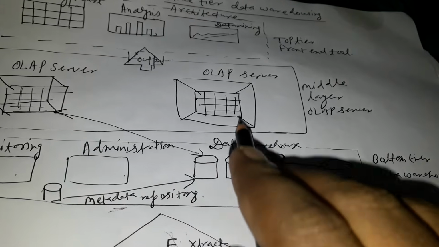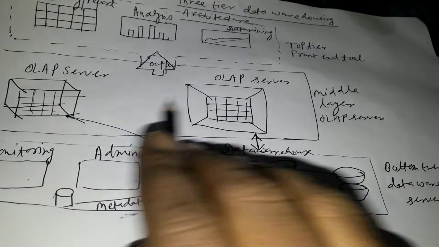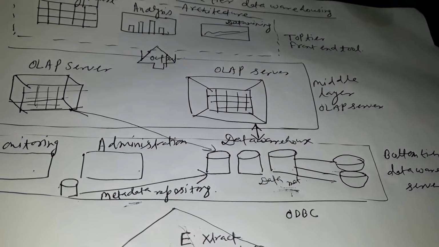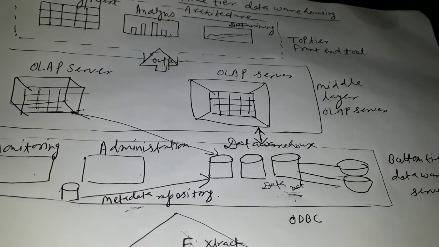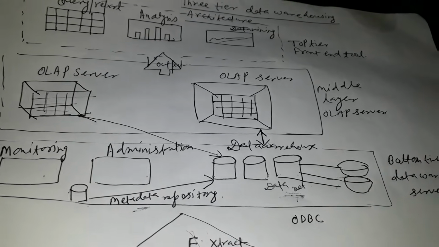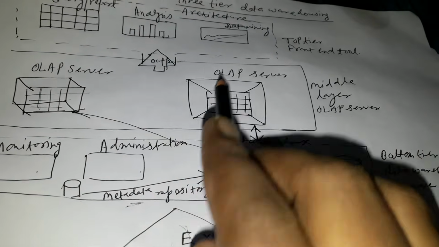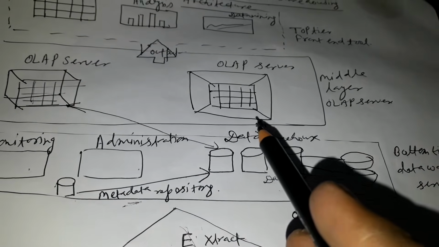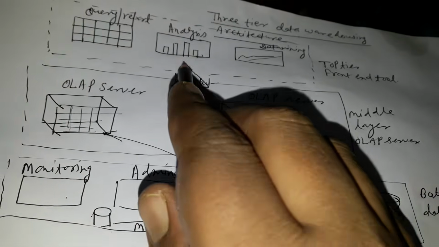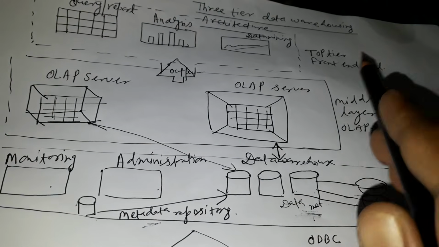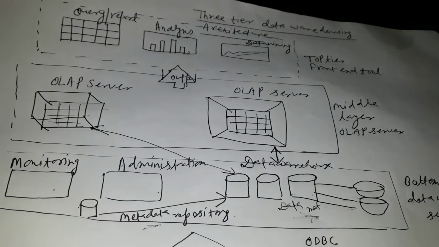Whatever data is there, I can take it into the OLAP server. Different types of OLAP servers are there: MOLAP, ROLAP, and HOLAP. I have discussed them in my video. So by taking these different types of OLAP, we process the data. After the processing of the data, the top layer is the front end, in which the user gets the data in the format they want.